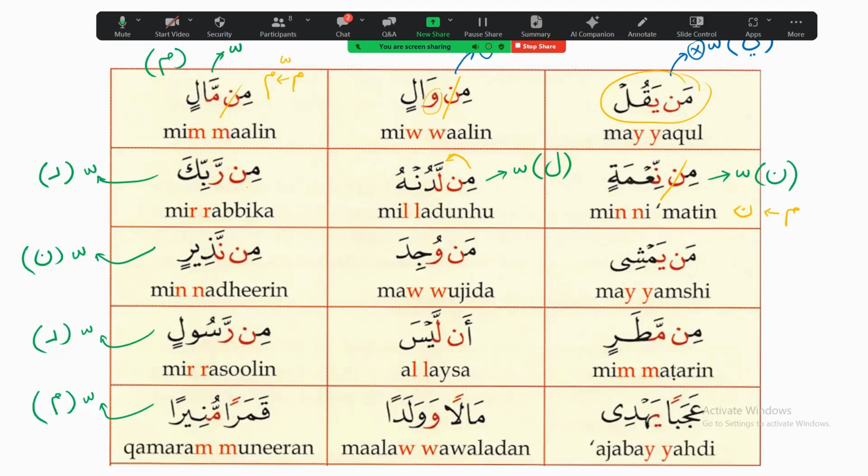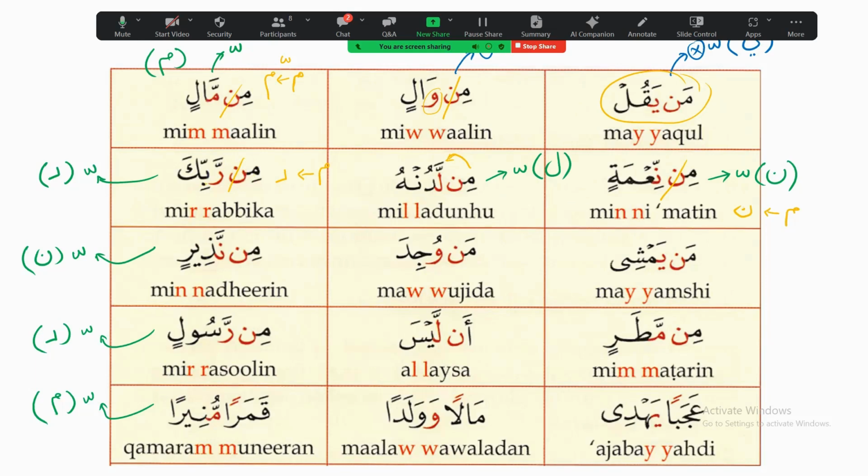The next example here is again related to the first type of idgham. Here you see a letter ra after noon sakin. So we will do complete idgham and say mir rabbika, mir rabbika. Meem will enter into ra without any nasal sound. We just quickly say mir ra, meem and ra, mir rabbika. We will not say mir, right? You will not make a stay on ra here. So we just say mir rabbika.